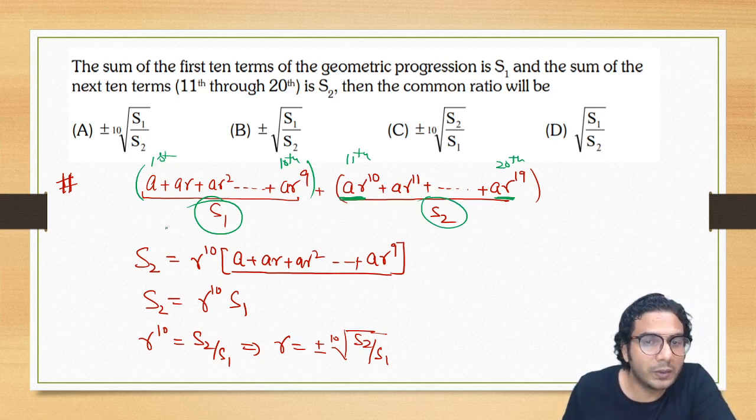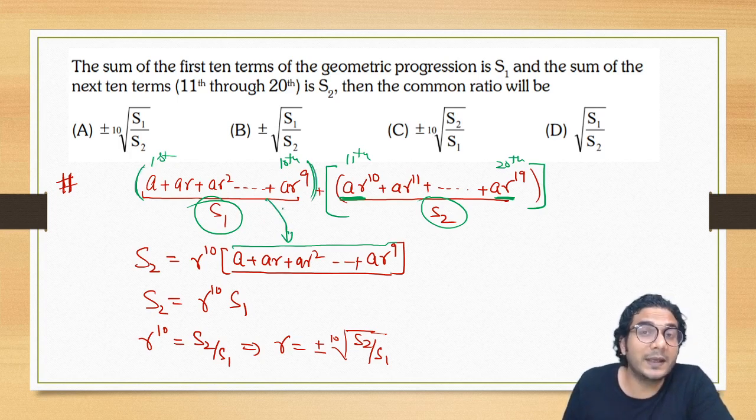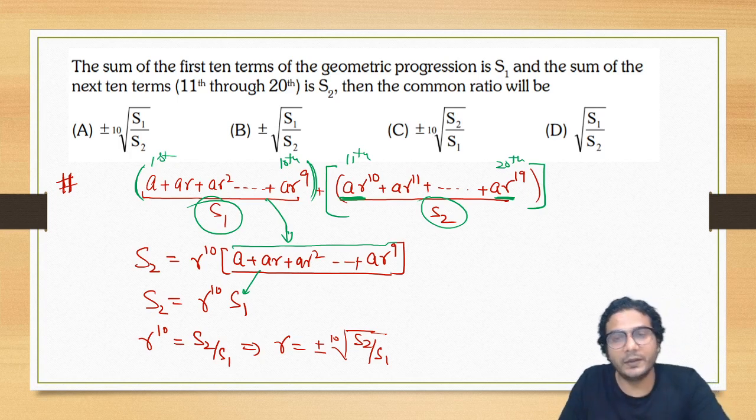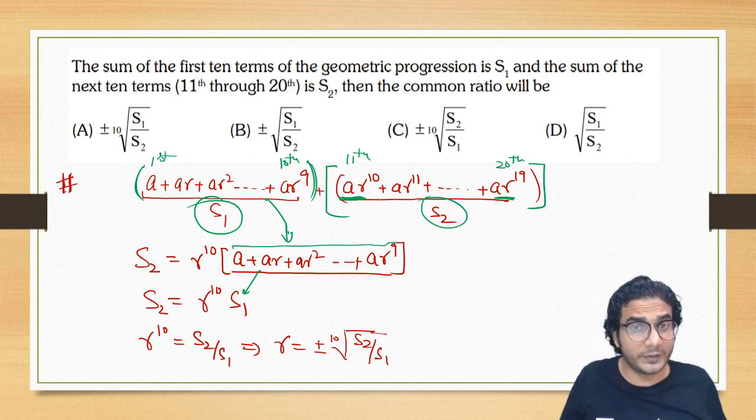So I wrote S2, I started from this expression, okay. I took common, whatever was common, so common you can say was R raised to 10, I just took R raised to 10 common. So after taking R raised to 10 common, this was the remaining inside the brackets, and I can see then this is nothing but S1, first 10 terms. So I have written this is equal to S1. Now it is R raised to 10 into S1. So I've got R raised to 10 is S2 upon S1. And then I wrote R is equal to 10th root of S2 upon S1 with plus minus sign. All right. So whenever you are taking even root, you'll have to put plus minus sign. So I hope this problem is clear.